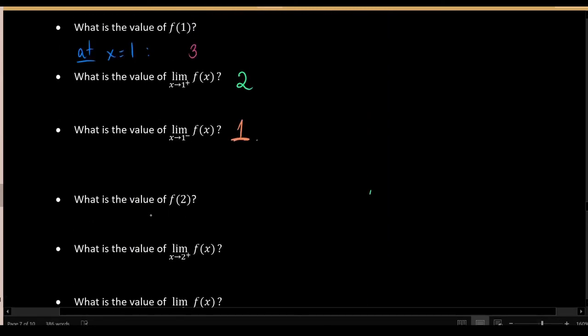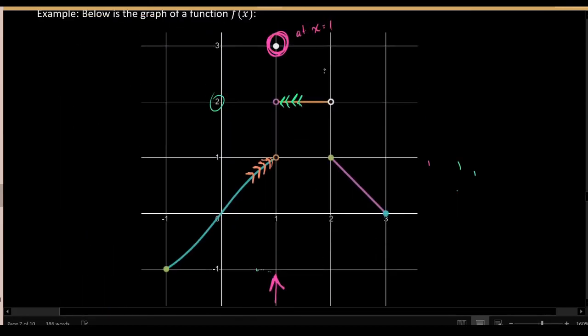Now what about if we did this at f of 2? And I'm looking on the graph, this hole doesn't count, but we do have a filled dot right here.